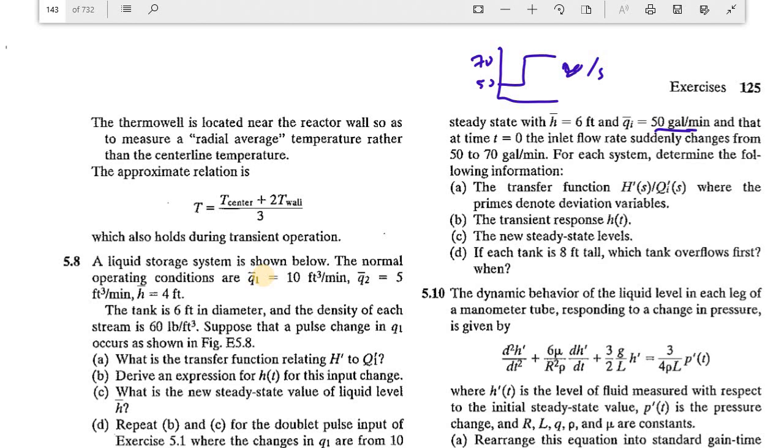Okay, and for each system, determine the following information: the transfer function for H with QI, and the first one is going to be an exponential term, the second one is going to be an integrator. The prime denotes deviation variables, we know that. The transient response, we want h of t. And then the new steady state levels, using the final value theorem. If each tank is 8 feet tall, which tank overflows first? We can't answer now. We will answer later when we solve the problem.